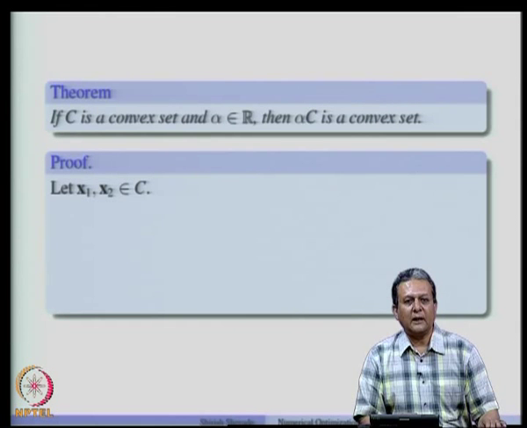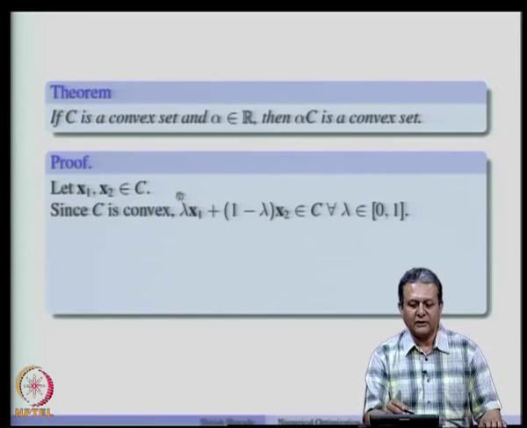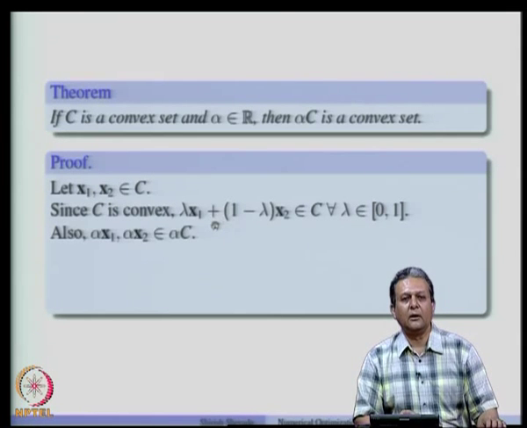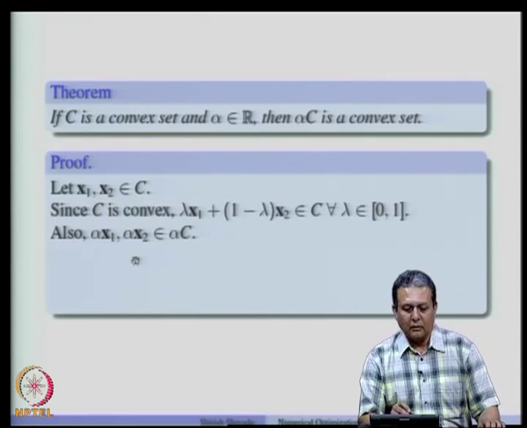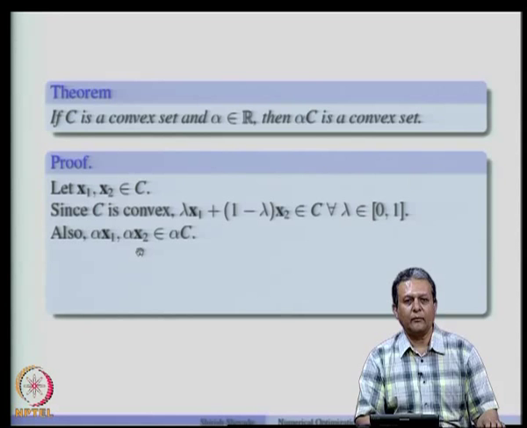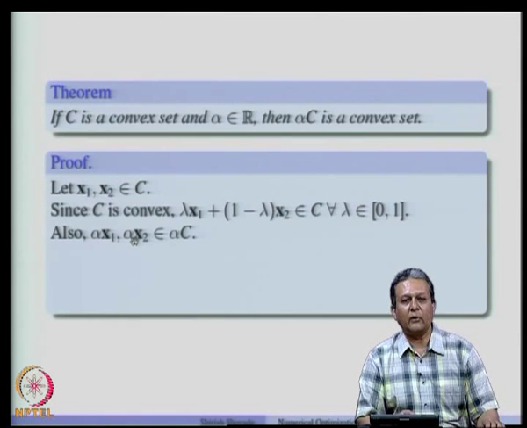So, let us take x1 and x2 in C, and since C is convex, which is given to us, lambda x1 plus 1 minus lambda x2 also belongs to the set C. Now, if we take alpha x1 and alpha x2, where alpha is a real number, clearly alpha x1 and alpha x2 belong to alpha C. And what we have to show is that the line segment joining alpha x1 and alpha x2 should also belong to the set alpha C.